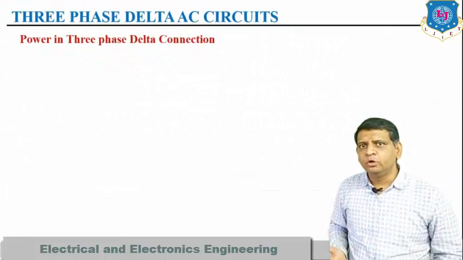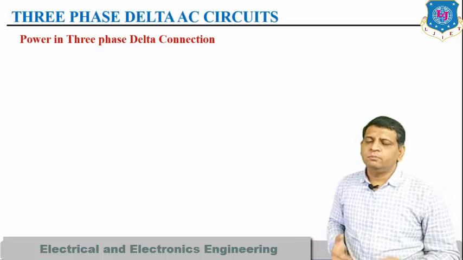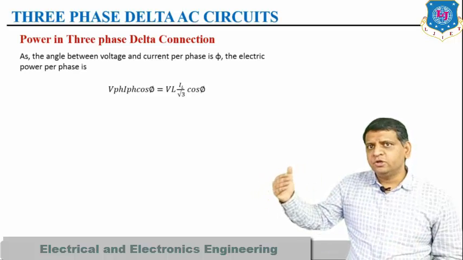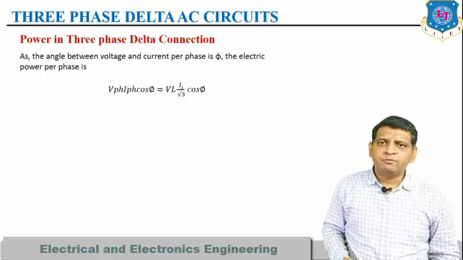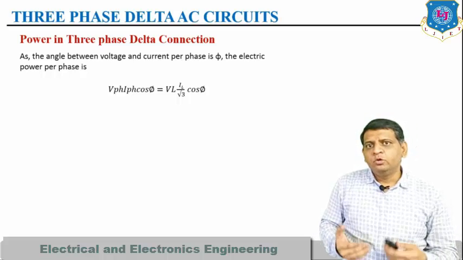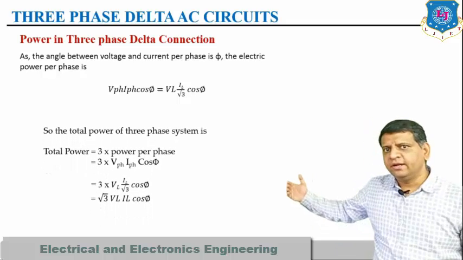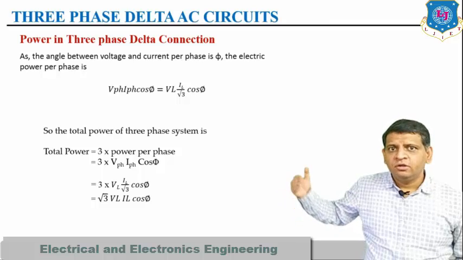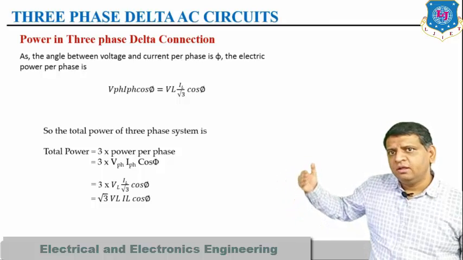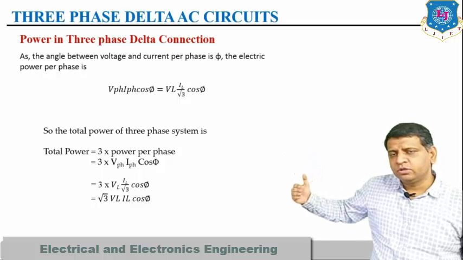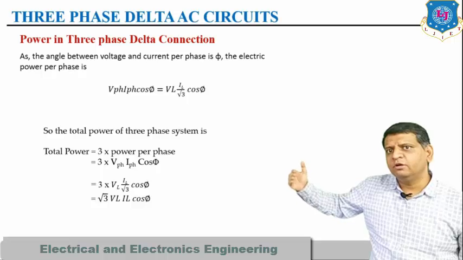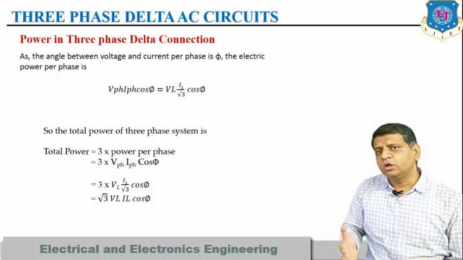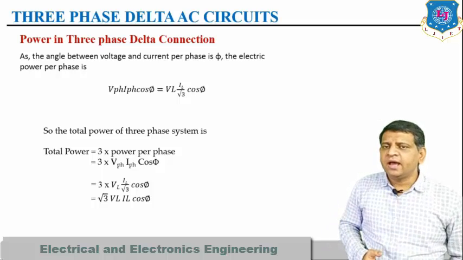Using this in the power calculation, total power is equal to 3 times the power per phase. So VPH into IPH into cos phi is the power per phase, and instead of IPH I am going to write IL by root 3. The final equation is that the total power P is equal to 3 multiplied by the power per phase, which gives 3 into VL into IL divided by root 3 into cos phi, where you have put the value of IPH equal to IL by root 3. From this you find the total power P is equal to root 3 times VL IL cos phi.